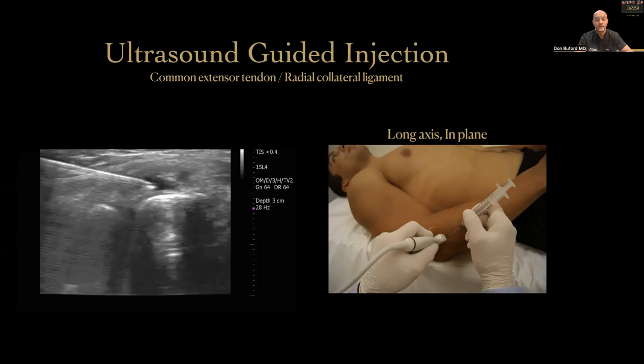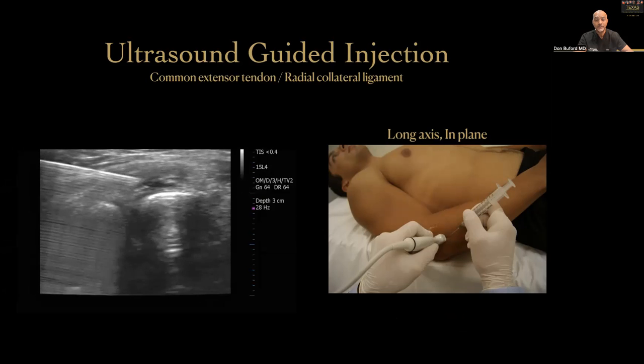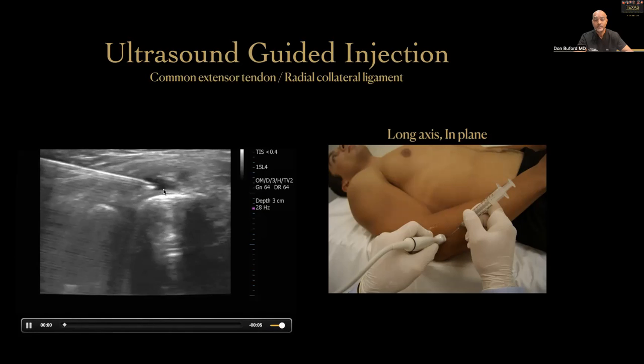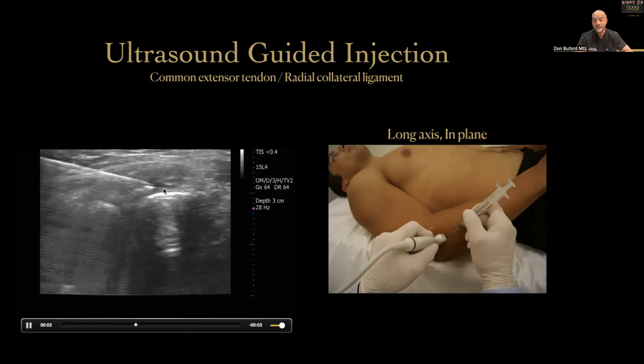A lot of times when we start to inject, we may see more damage than we anticipated. So here's an example with an in-plane injection. You can see the bright white needle. And as we inject a little bit of, whether it's, in this case, a diagnostic injection with normal saline or using an orthobiologic like PRP, we can see that this origin is actually detached. And so it's a much higher grade partial tear than we anticipated.